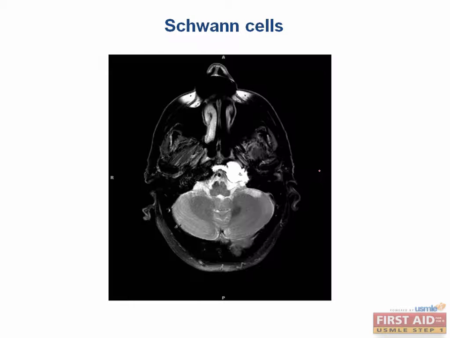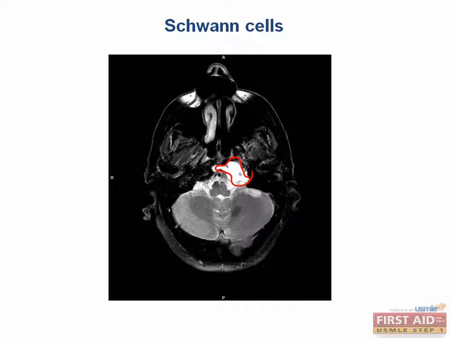Now, in the second scenario, you might be given a picture like this. This patient presents to your office with sensorineural hearing loss. Upon further questioning, you find out that they also have had trouble with standing from a seated position. What is the diagnosis here? The diagnosis here is a schwannoma.